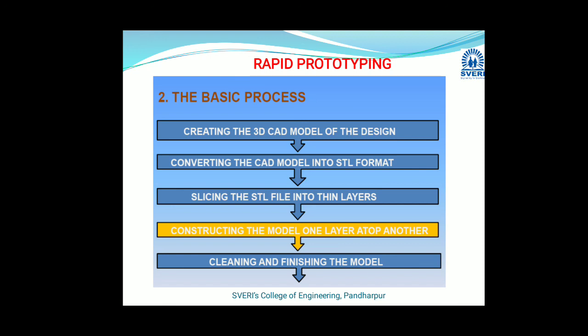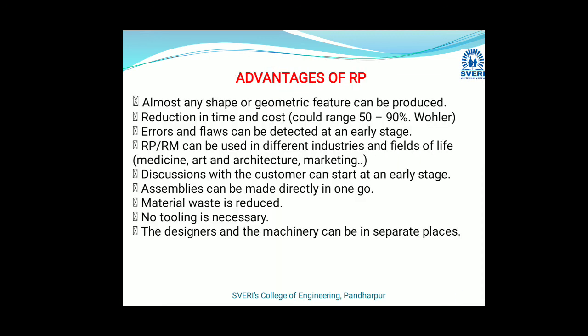We'll see once again what the steps in RP are. First of all, we have to create the 3D model in the computer. After that, we convert that model into STL format. Then we slice the STL file into thin layers, and then we construct the model one layer atop another. One layer by one layer we create the physical model, and last is cleaning and finishing the model. Then we get a 3D physical model within one manufacturing process. There is no tooling process required.